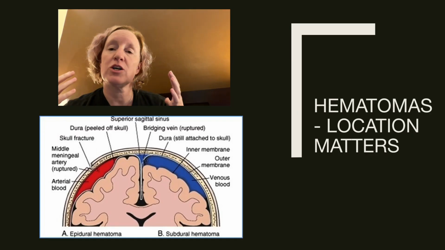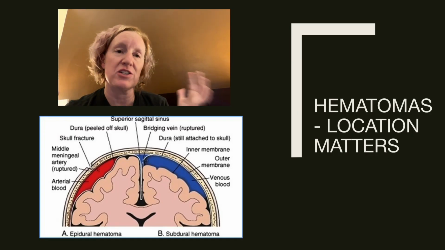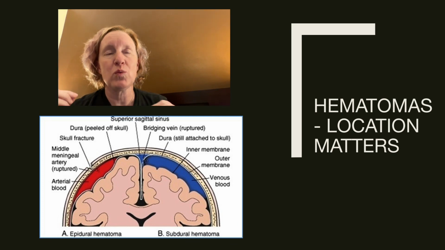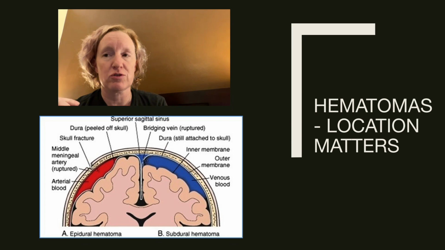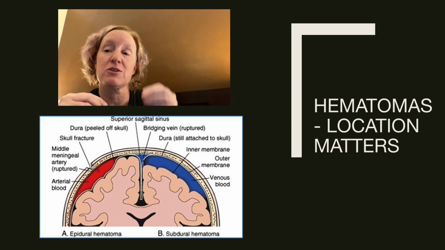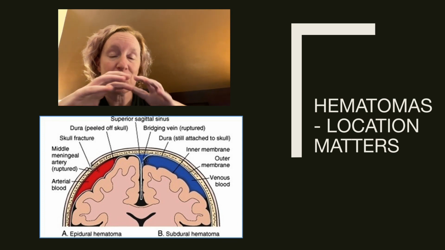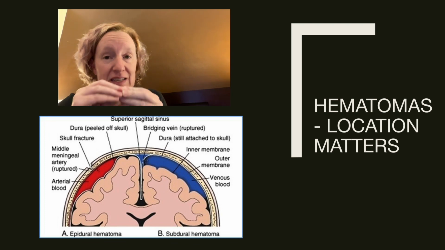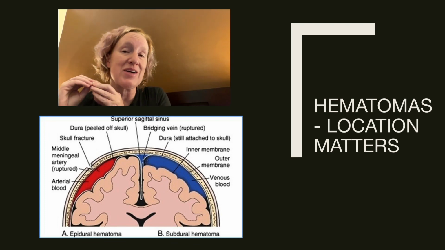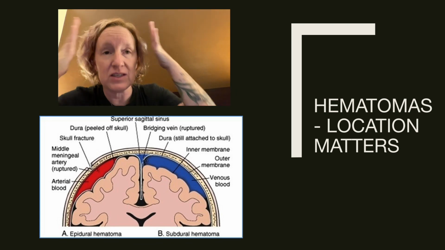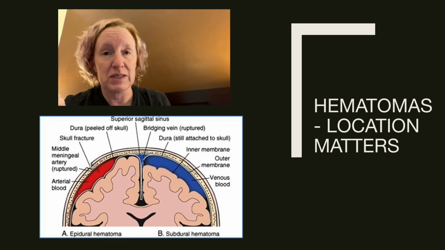All right, let's talk about hematomas. Location, location, location. Location of the bleed matters. So when we talked about hemorrhagic stroke, it was a disease process. And hemorrhagic stroke is in the vascular space in the brain. So it's in the brain, right? So it almost creates its own pressure because it's in that vascular space. Whereas when we have a trauma and something getting hit on the head, we have hematomas.